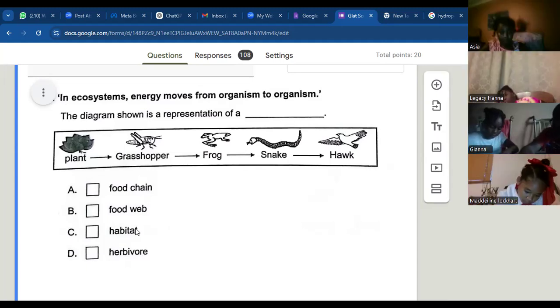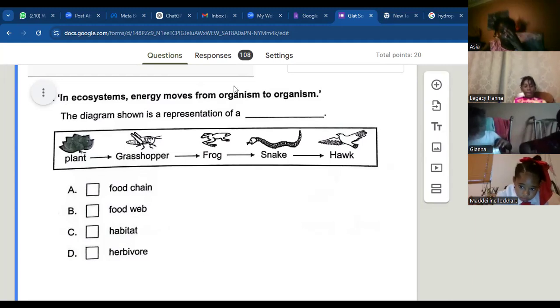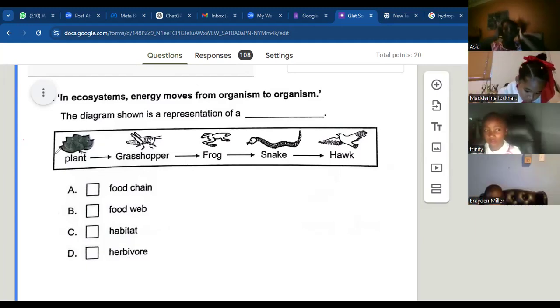All right, what do y'all have for this one? Is this a food chain, food web, habitat, or herbivore? A. Food chain. Why the frog kind of look like a horse? Joel, we're not gonna pay attention to that. The name is literally there. This is a food chain.